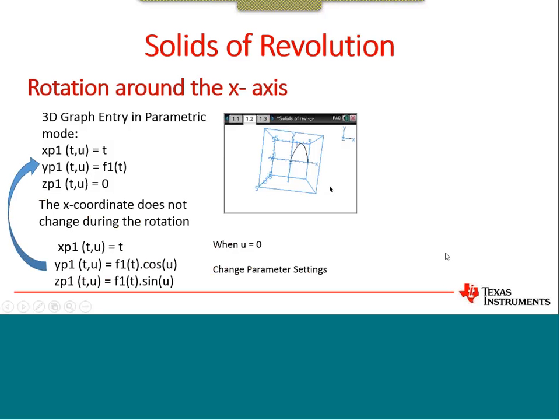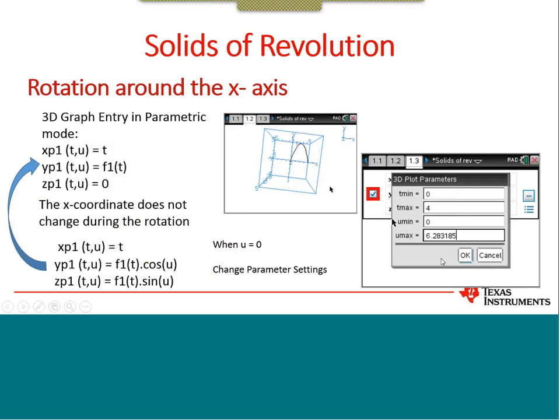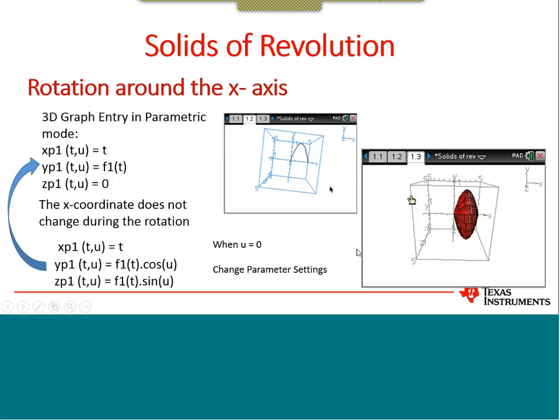We change our parameters in order to get the complete rotation, and you'll notice that the u parameter defaults to a minimum of 0 and a maximum of pi. You need to change it to 2 pi to get the complete rotation, and then you end up with your solid of revolution.